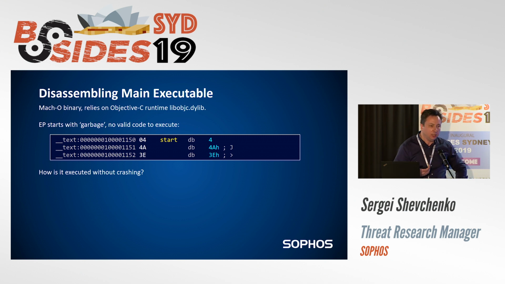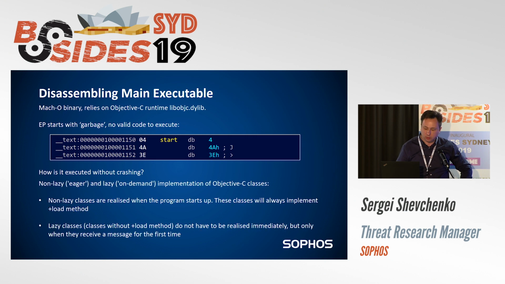So the answer is in the concept of lazy and non-lazy classes. This is a concept implemented by Apple for Objective-C classes. A lazy class is a class that is realized later during execution, as soon as it receives the first message. Apple could not find a better term for the opposite of lazy class, so they call it non-lazy class. A non-lazy class is a class that has the plus load method, and that method will be called first thing. That method is actually called before the entry point gets control. But now, how do we find the non-lazy classes in this executable?